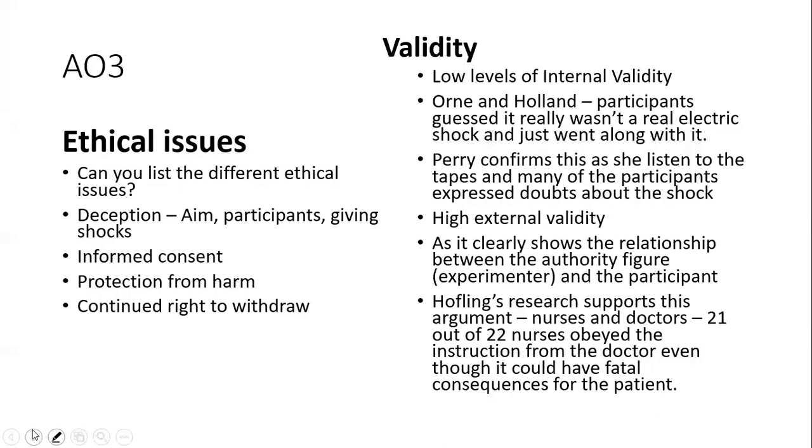So they were given this instruction. Now the nurses knew that they were not allowed to take telephone instructions when it came to administering drugs. It had to be face to face. But what they found was 21 out of the 22 nurses in this field experiment. Remember, it was a field experiment. It was covert. They didn't know they were in that experiment until the end, until they were debriefed. 21 of them were going to administer that fatal level of drug. Only one of them didn't obey.